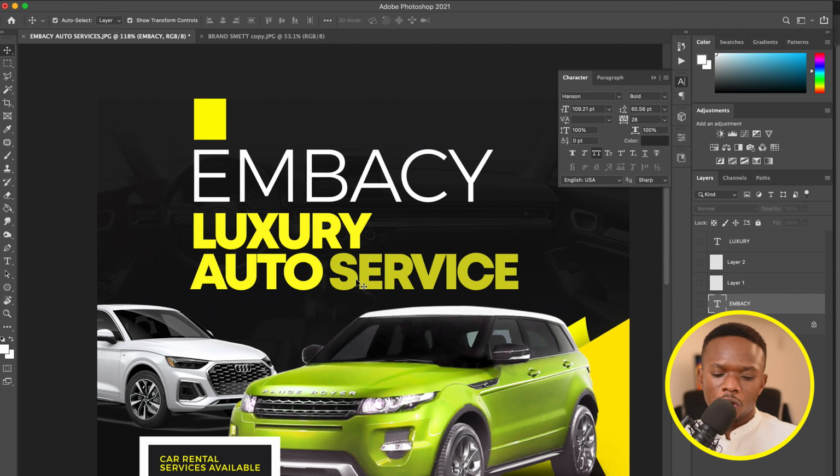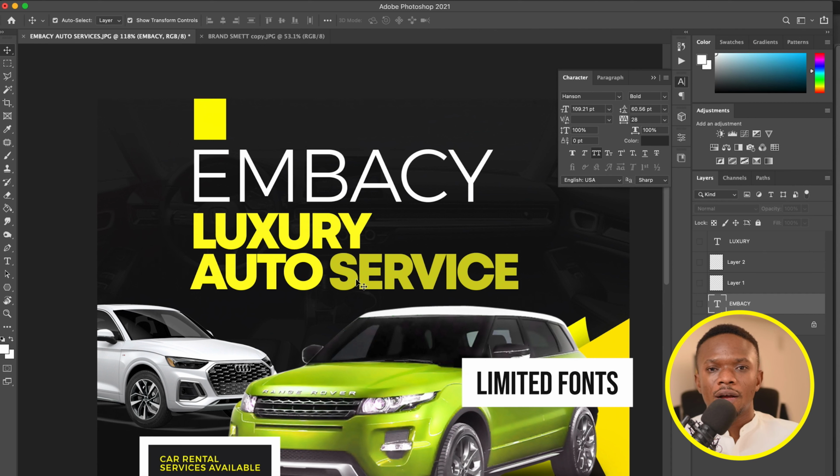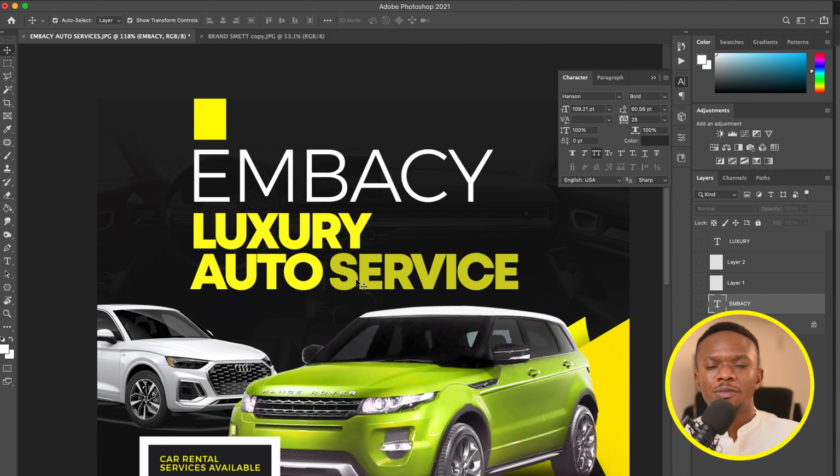So the next thing I'll be talking about will be the use of very limited fonts. For me personally, I even advise people to try as much as possible to limit the amount of fonts they're using. I have a standing rule of saying stick to at most two fonts, and if there is no reason for you to go ahead and add a third font, do not add it for adding sake.